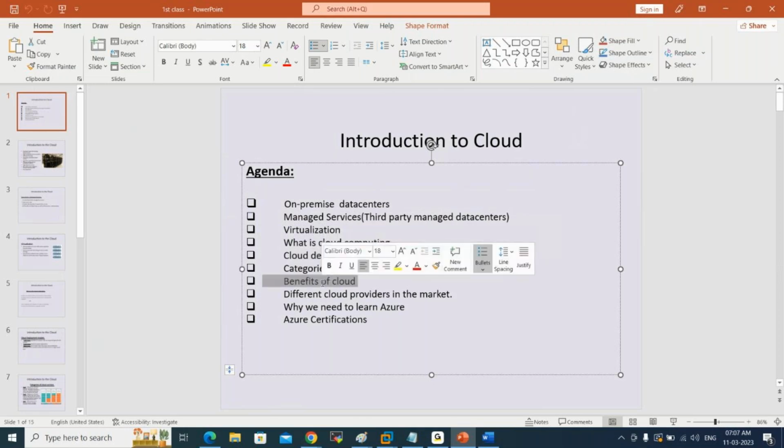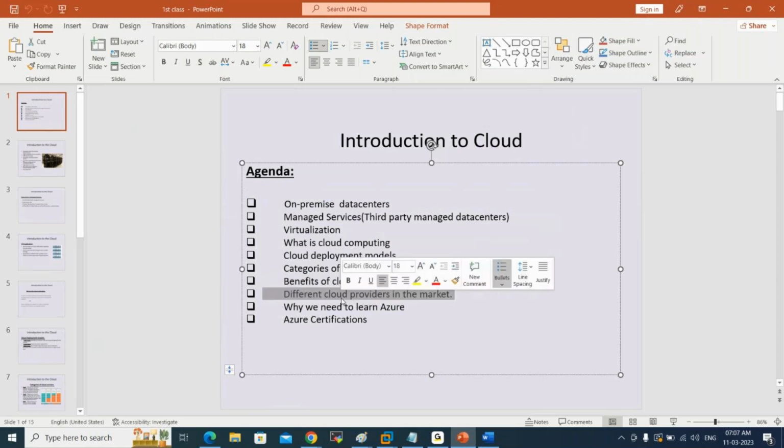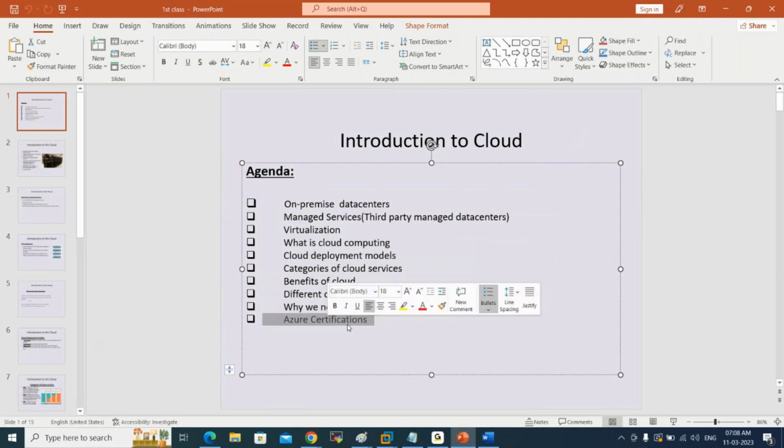This is the major agenda of our entire discussion, because the majority of our class will be spent on the benefits of cloud. This is where you need to understand the most. Okay, then the different providers, and why we need to learn Azure out of all available cloud providers. What are the certifications you can take after this course? So this is our major agenda, what I'm going to cover.